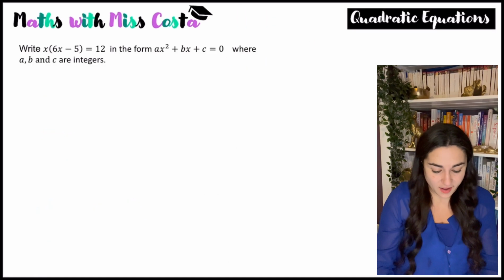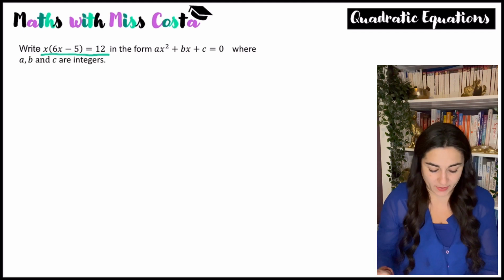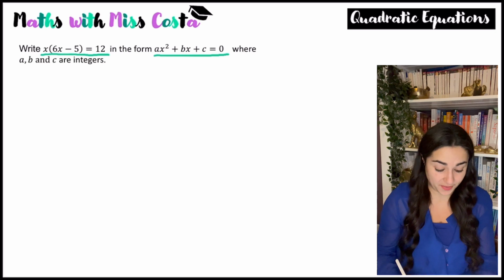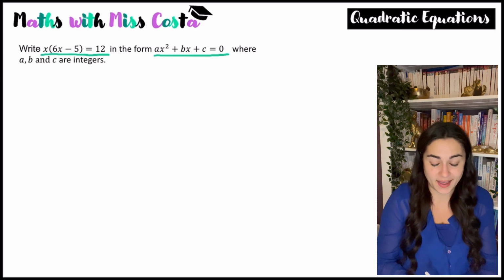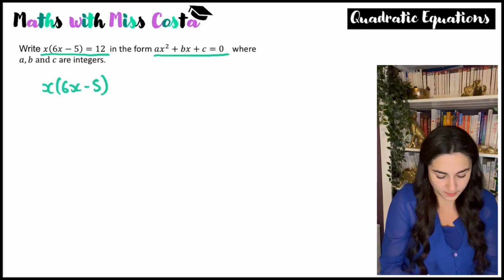Okay, so here I am being asked to write this equation in the form ax squared plus bx plus c equals 0. So essentially what they're asking me to do is rearrange that to write it in the quadratic form. So let's start by expanding what I've got.